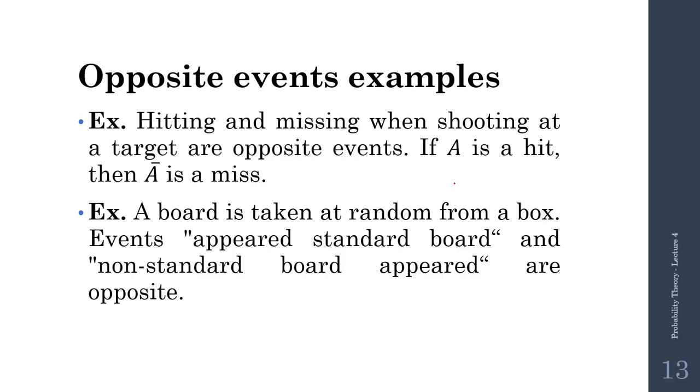Hitting and missing when shooting at a target are opposite events. If A is hitting the target, then A with a bar is a miss. A board is taken at random from a box. The events that a standard board appeared and a non-standard board appeared are opposite.